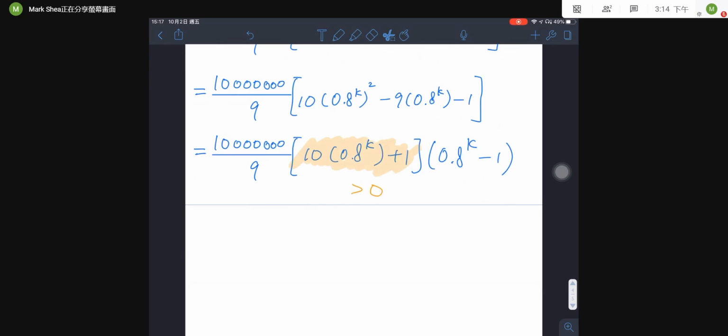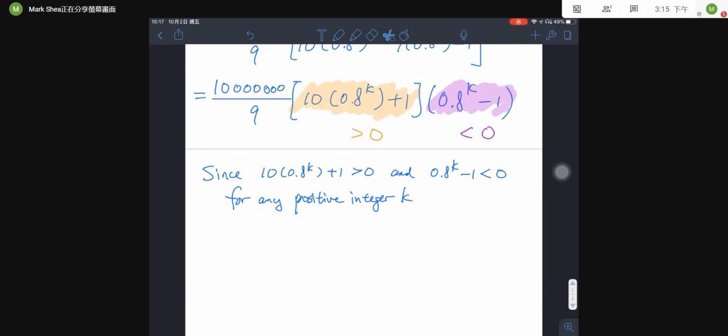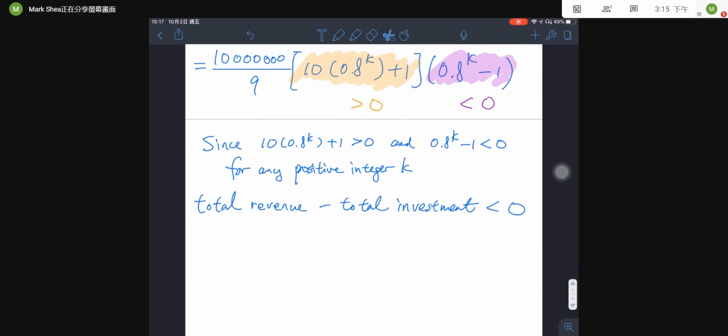Now, how can we compare? For the first one, because k is a positive integer, the first expression must be positive because everything in the first bracket is positive. And for the expression in the second bracket, it will be negative because 0.8 to the power k will be a decimal number less than 1 because k is a positive integer. So the expression in the second bracket will be less than 0. Combining these two results, the total revenue minus the total investment will be less than 0.